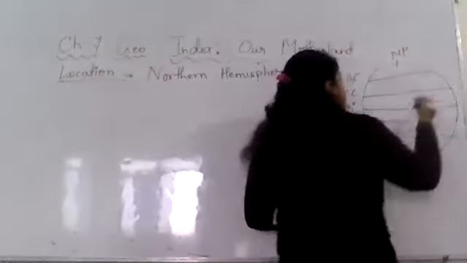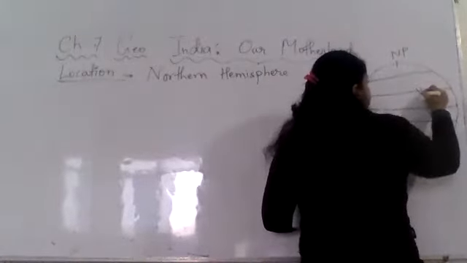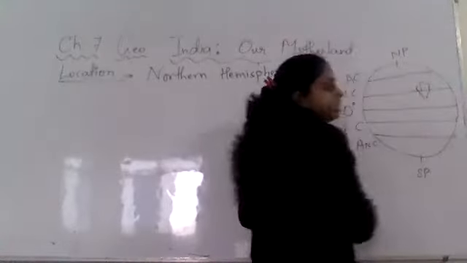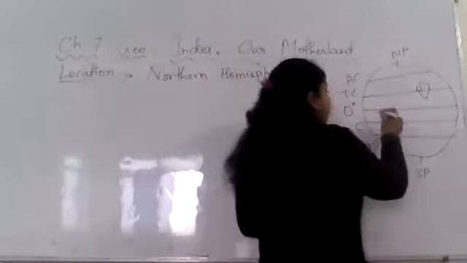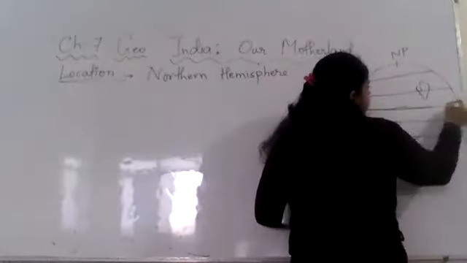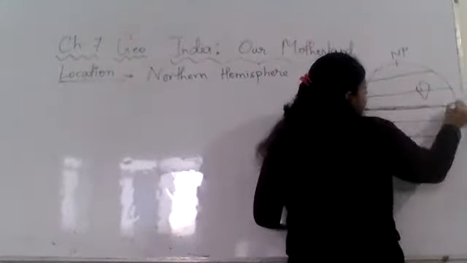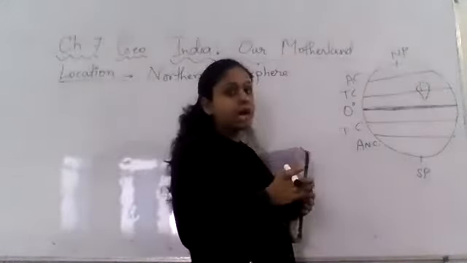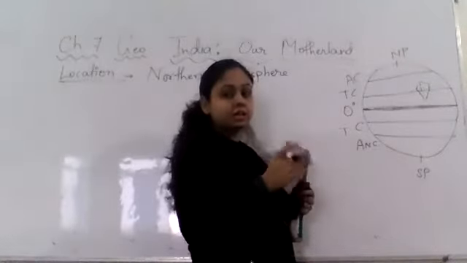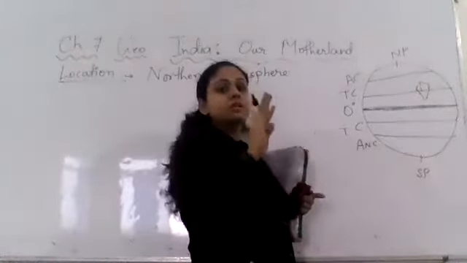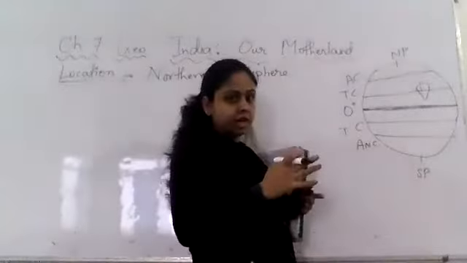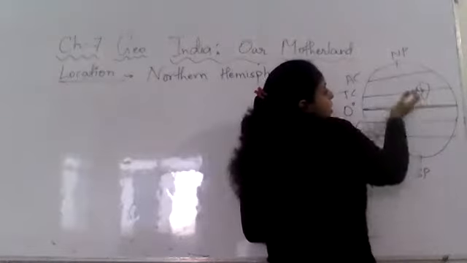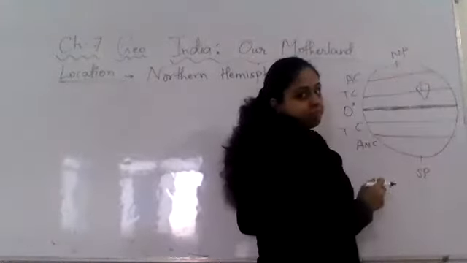Now where is India? India is somewhere here. Above the equator, which is dividing the globe into two equal halves, you have India. So it comes in the northern hemisphere.